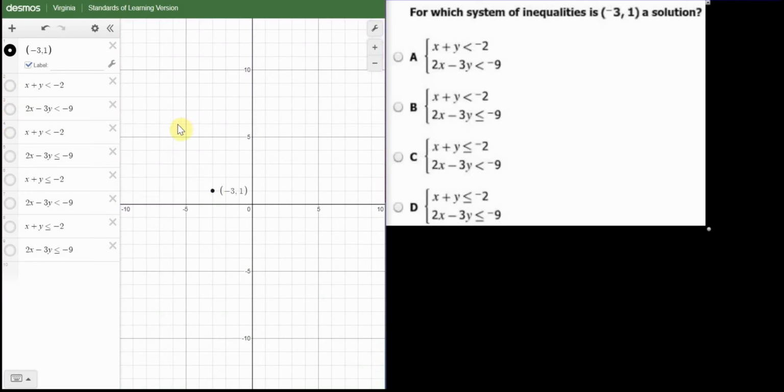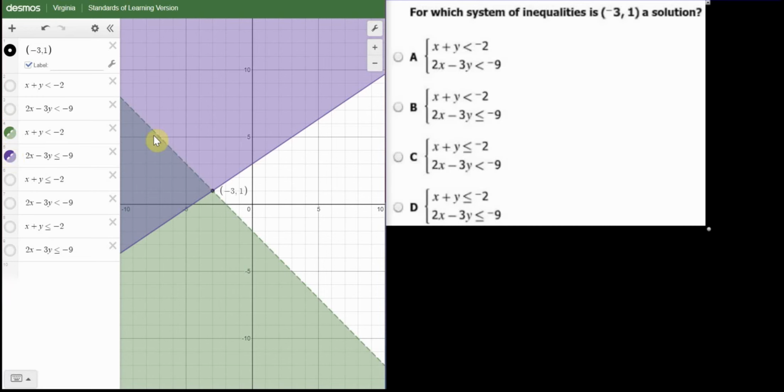So if I do the next two choices here, that's my next system. I'll turn that one on. Again, notice that it's still on one of the dotted lines. It's on a solid line, but it's on a dotted line as well, so it's not a solution.